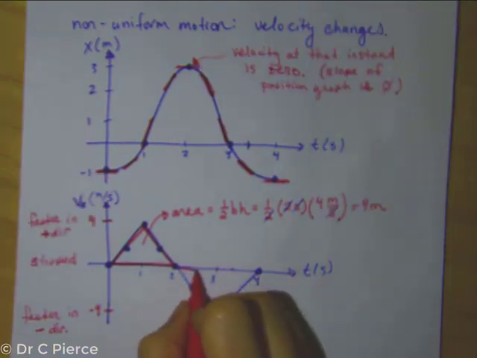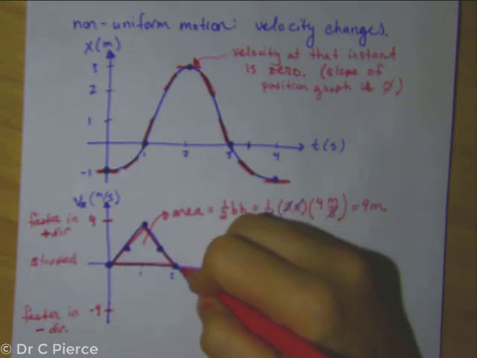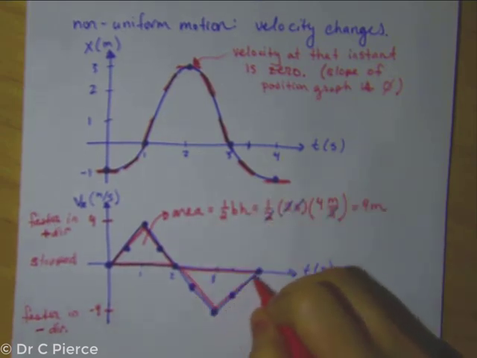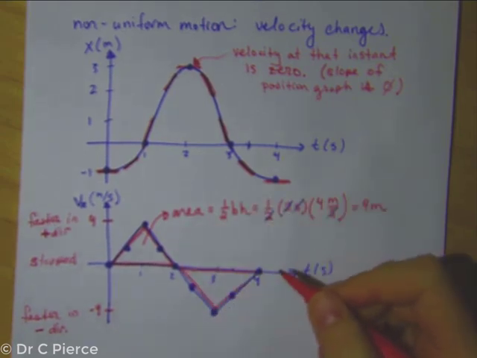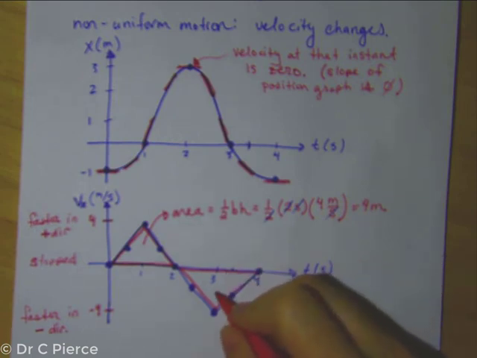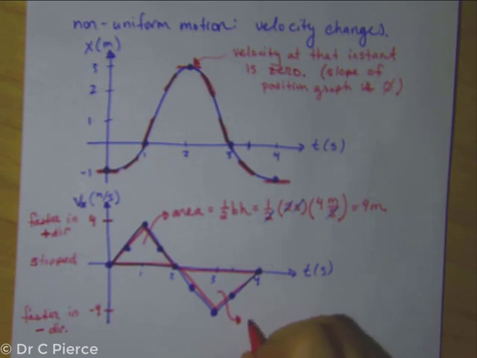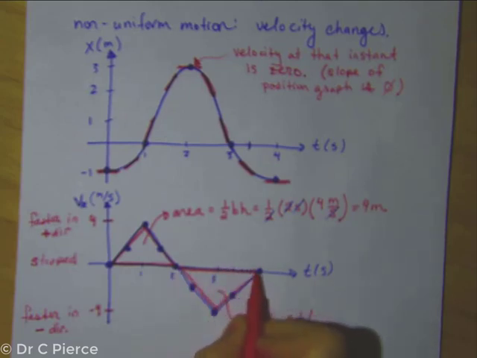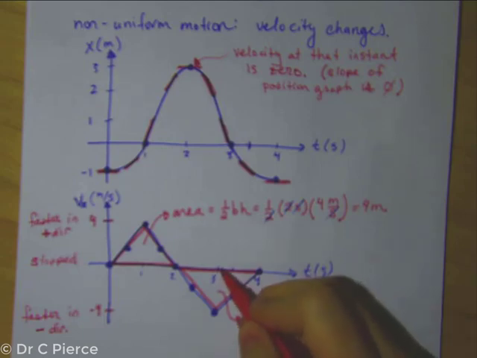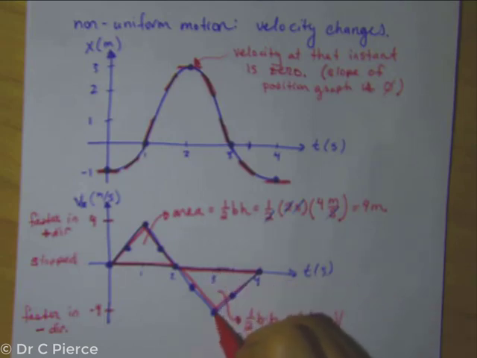For this time interval from 2 to 4 seconds, I see a triangle, but it's in the negative velocity region. It's under the axis. So I need to make sure that I'm going to end up with a negative area. I'm going to do that by doing 1/2 base times height. The base of that triangle is 2 seconds long. And for the height, I'm going to say from the axis, it goes to -4.